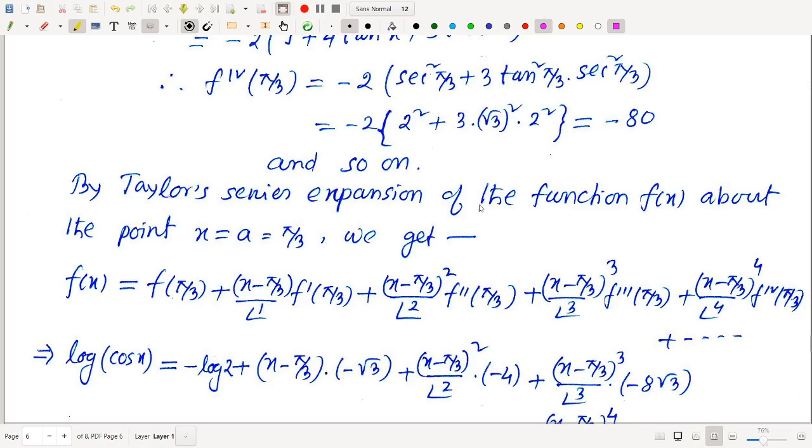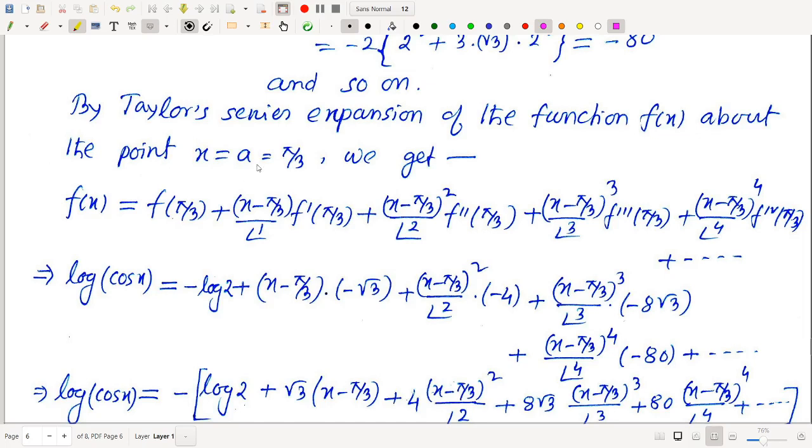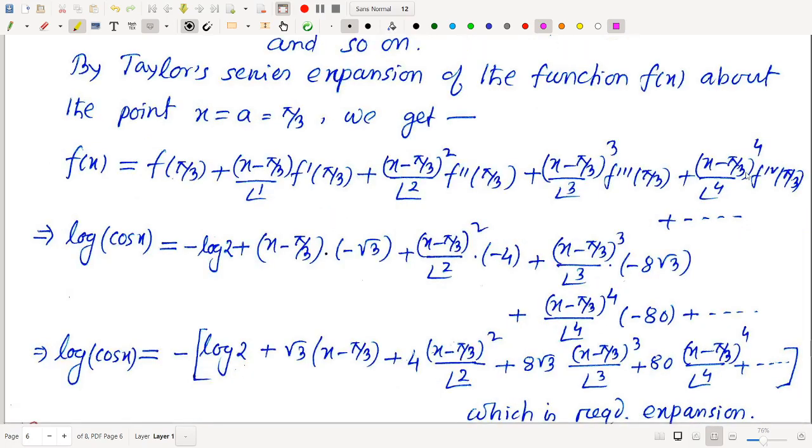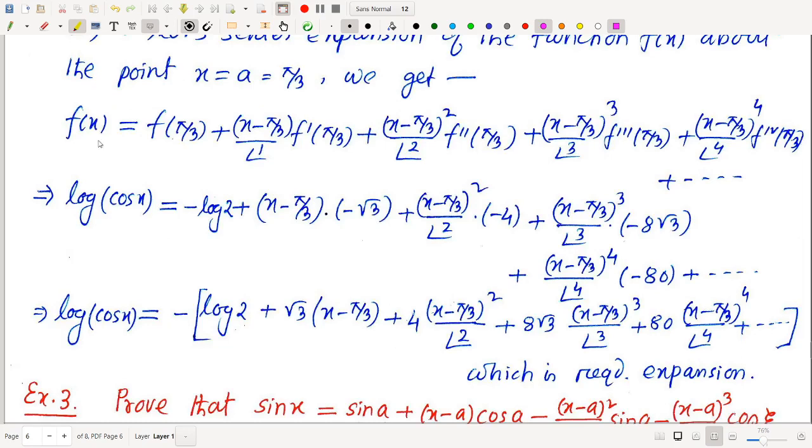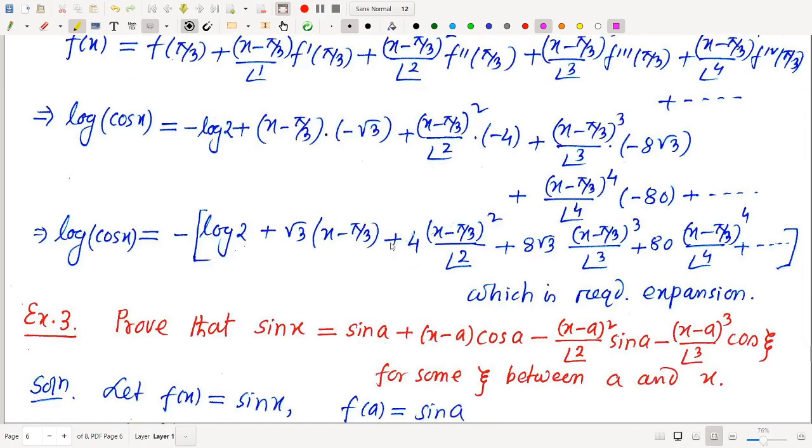Therefore by Taylor's series expansion of the function f(x) about the point x equal to a, meaning here pi by 3, we have directly written x minus pi by 3 instead of x minus a, the expansion in powers of x minus pi by 3. We have written the Taylor series expansion formula, and then f(x) is log cos x and all the values are substituted here and we got this expansion. So this is the required expansion of log cos x in powers of x minus pi by 3 in Taylor series expansion, but x should be near pi by 3 so that the series is convergent.